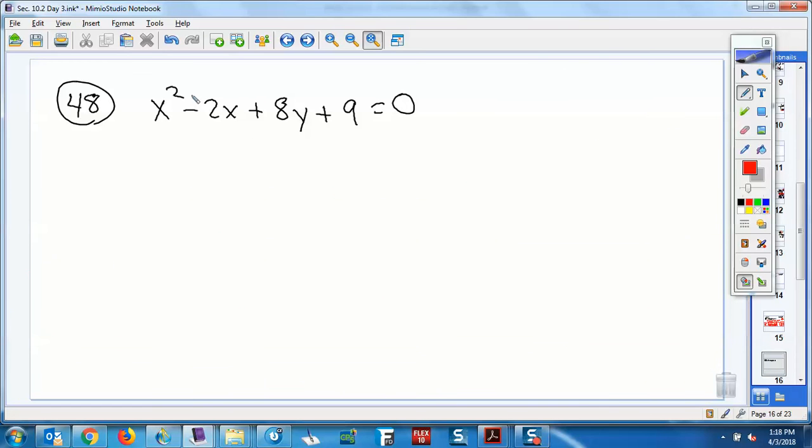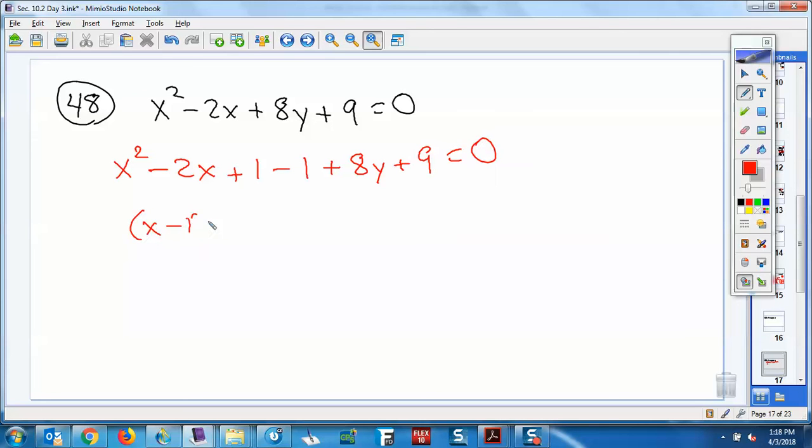Okay, here's 48. You can pause the video and try that one. Okay, here's that one worked out. x squared minus 2x plus 1 minus 1 plus 8y plus 9 equals 0, so (x minus 1) squared plus 8y plus 8 equals 0.